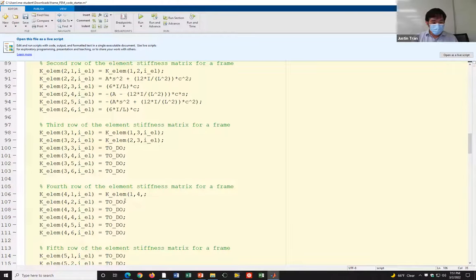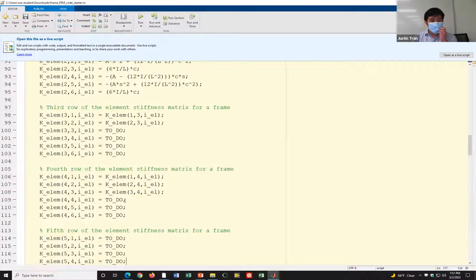Make sure you include the I underscore EL. And if you're already done with this, then you can go ahead and fill in the rest.